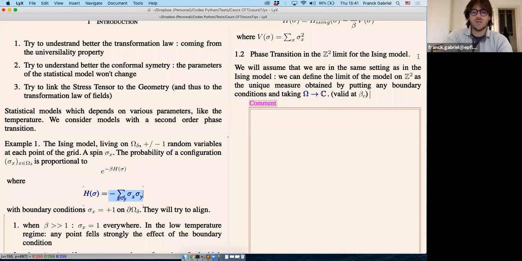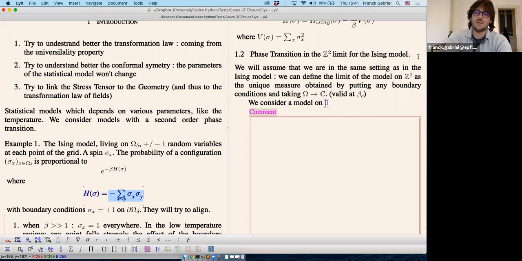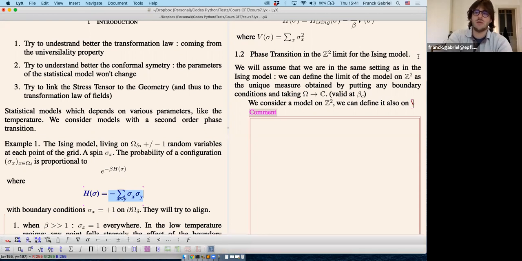Okay, and we want to consider the scaling limits. So we consider a model on, let's say, the Ising model on Z2, and of course if I manage to define the Ising model on Z2, we can define it also on delta Z2. And how do I do that?